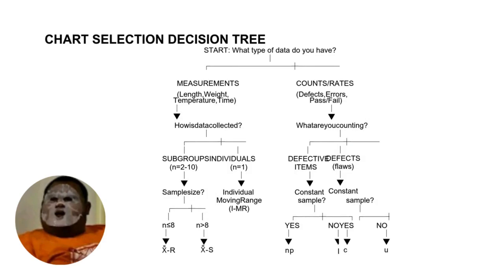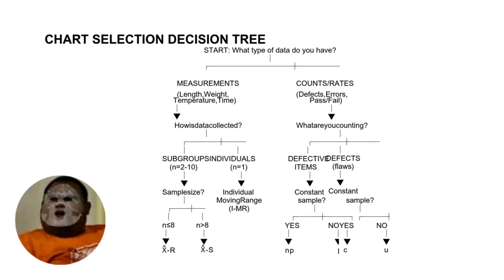Moving on to how to select a chart. First, we need to know whether it is a measurement or a count rate. We'll focus on the measurements first, which may be length, weight, temperature, time. How is data collected? How many per sample? Some groups, with numbers between 2 to 8, or individuals where the size is 1. Sample size less than 8, we use X bar and R. More than 8, we use X bar and S. For the individuals, we use IMR.